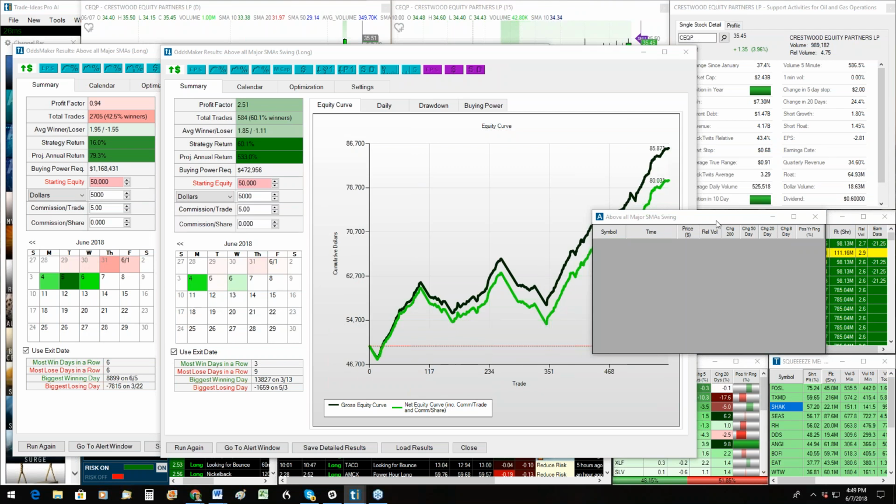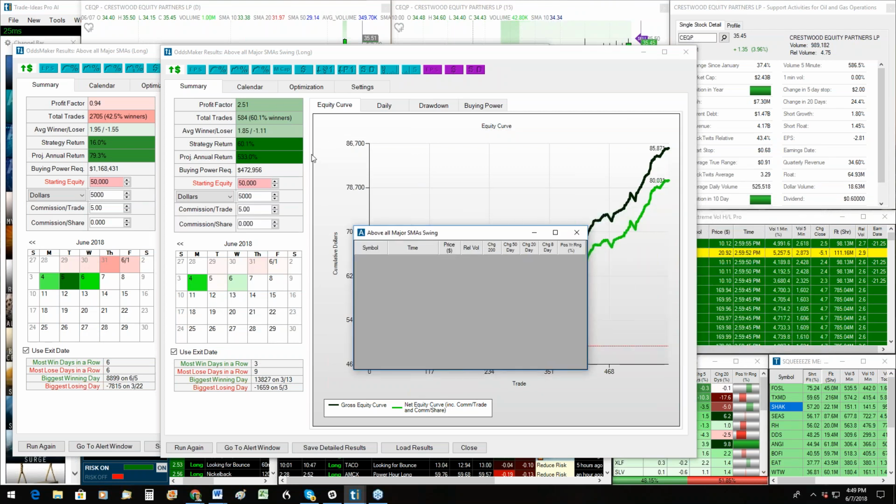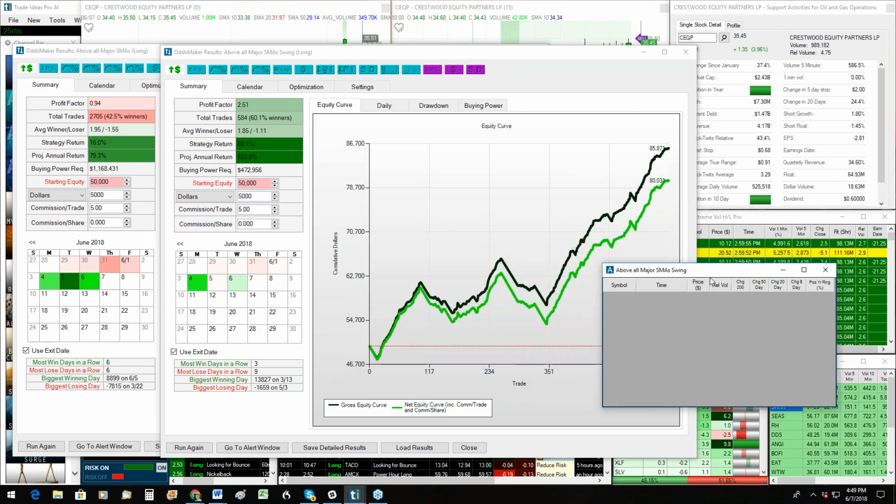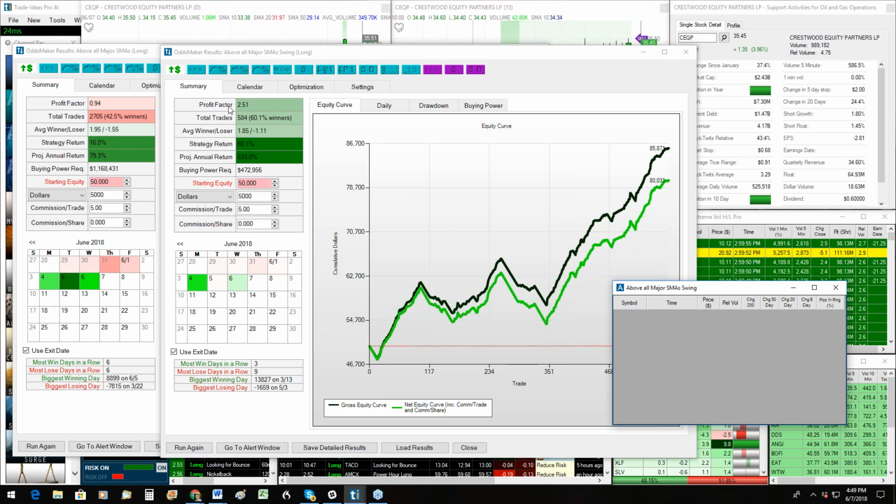So this is a very good number right here, and let me break this down for more. Okay, so a profit factor of 2.51. Now you're talking about some serious profits over your losses. 60% winners in 584 trades.